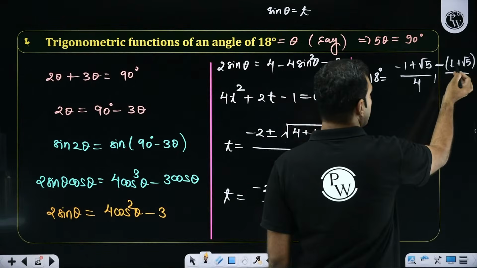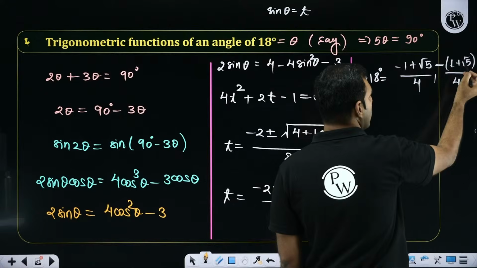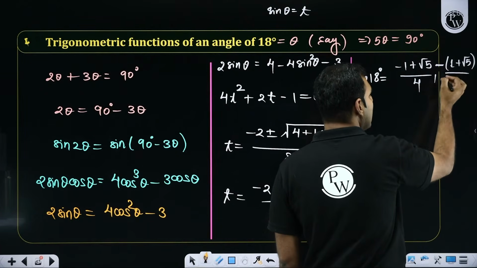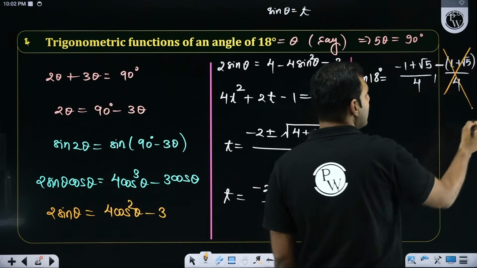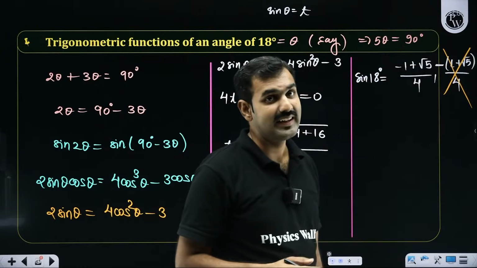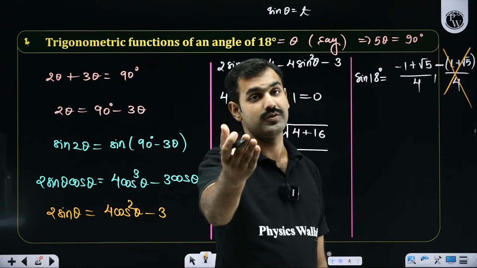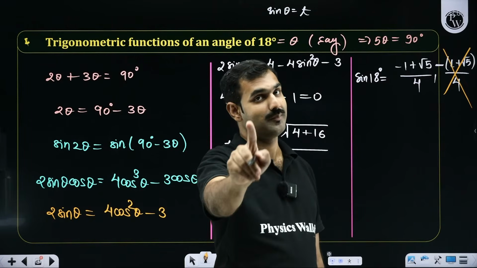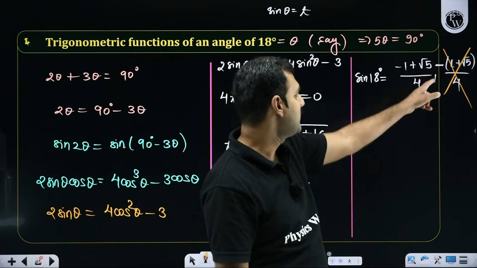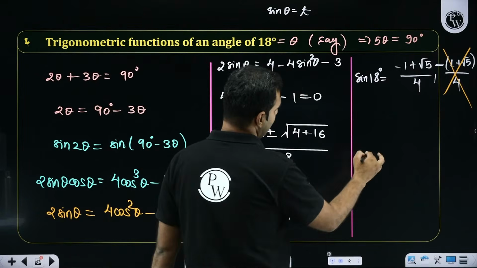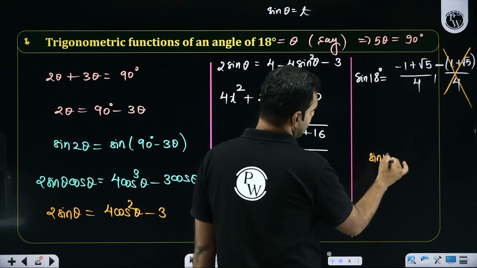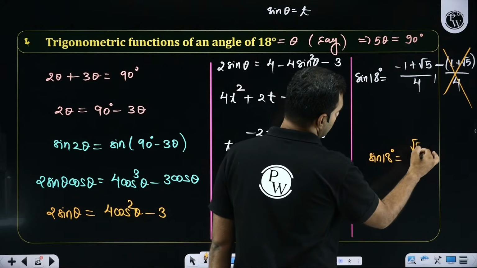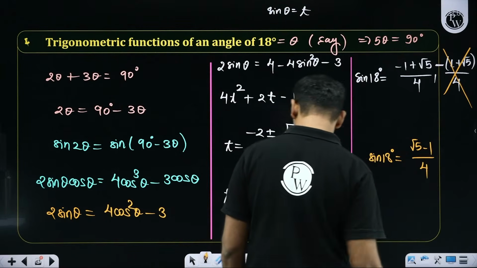So root 5 is positive, 1 is positive, 4 is positive, positive 1 positive is positive, negative of positive is negative. So this value is negative. So sine 18 degree cannot be negative. Absolutely, Vijay. 18 degree, first quadrant, positive. So this is negative, discarded. So I think we have gotten the value of sine 18 degree, which is root 5 minus 1 by 4.